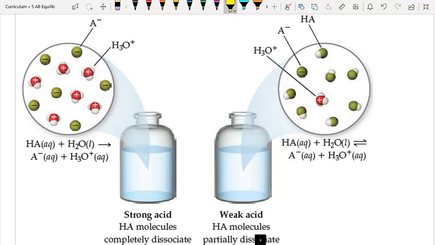For a visual example of what's taking place, we can see right here, the strong acid is over on the left. You're going to notice that there are no combined anions. On the opposite end, you're going to see mostly combined molecules, and then you will have very few of those particles that separate off with hydrogen to make the hydronium ion.